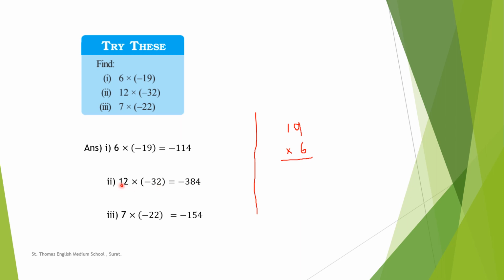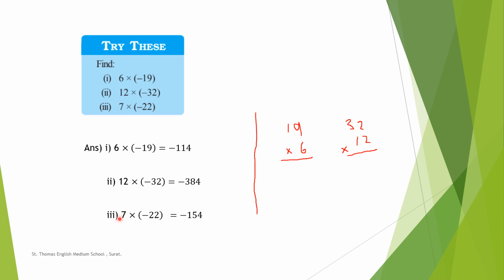Again, one positive integer, one negative integer, the answer is always negative. Now multiply 12 into 32. So again, multiply 32 multiplied by 12. First you have to multiply the sign, then you have to multiply the number. That is easy. Learn the rules by heart. One positive number, one negative number, the answer is always minus. And 32 12s are 384.